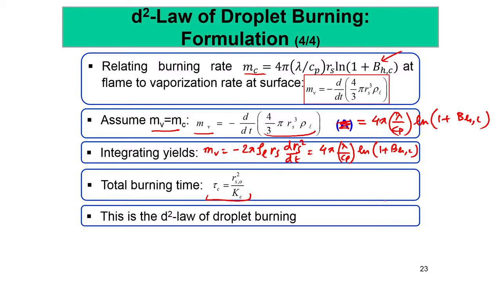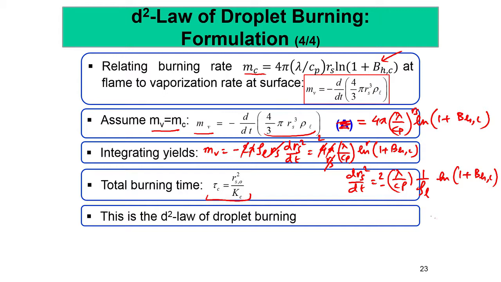And then if we integrate this, and cancel pi and 2, we get dRs squared by dt is equal to minus lambda by Cp times 1 by rho L, times ln of 1 plus BHC. There is Rs also here, so this Rs and this Rs cancel.